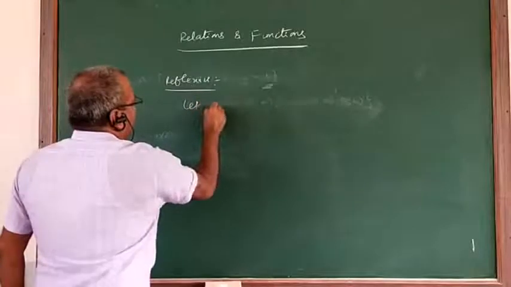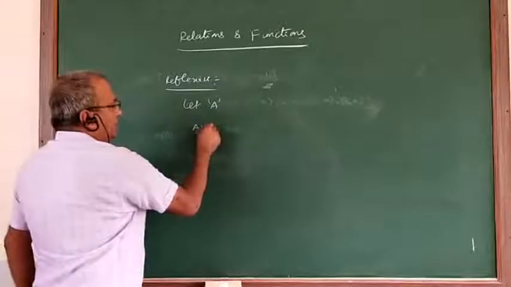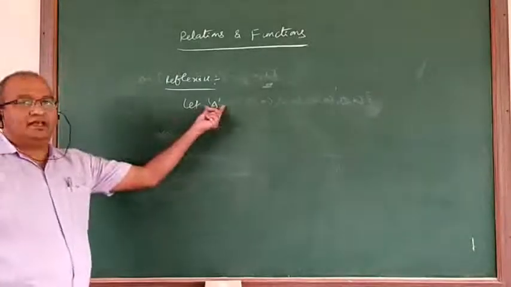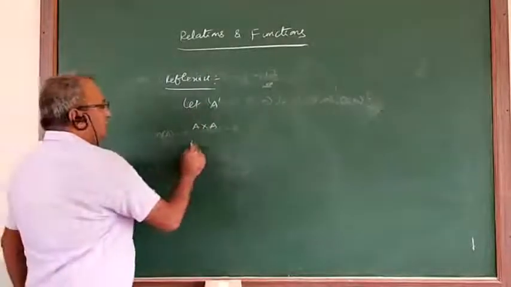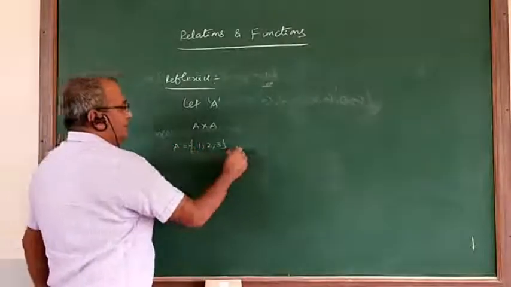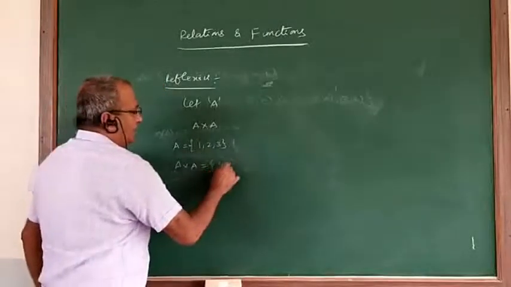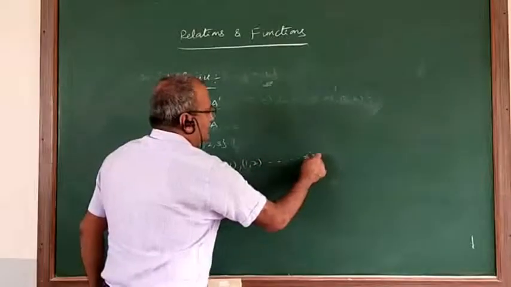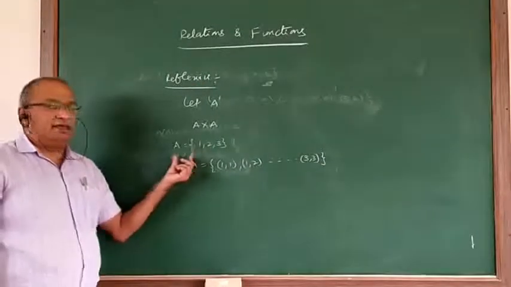Let capital A be a set. Now A cross A is the Cartesian product of set A on set A. Now if we define a relation on set A, for example, we have 1, 2, 3. The set A is having 3 elements. Now A cross A will contain 9 elements, 3 into 3, like this. All of you know this very well. Now this is the Cartesian product of A on A.